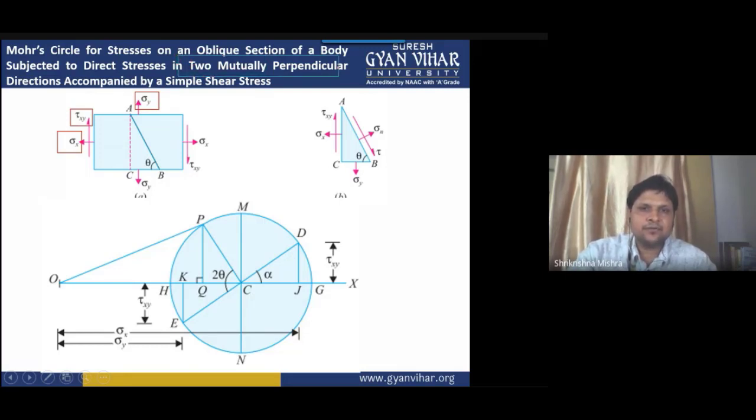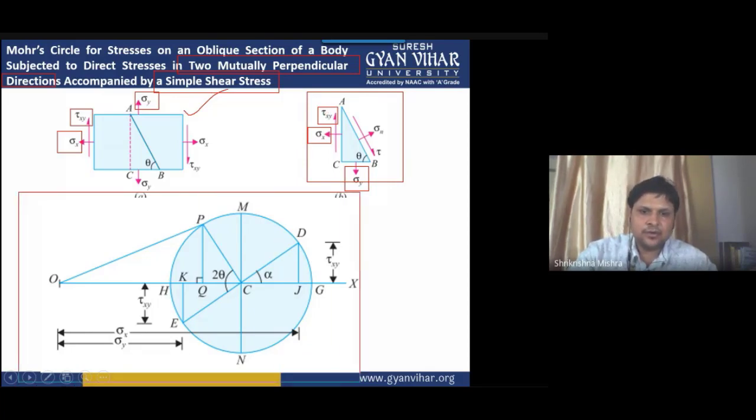This is a case of complex stresses in which you have two mutually perpendicular directions stresses, and also you have a simple shear stress. So we will draw a simple diagram of this triangle in which we will represent sigma x, sigma y, and tau xy in the direction whichever is given. And then we will try to draw this Mohr circle.